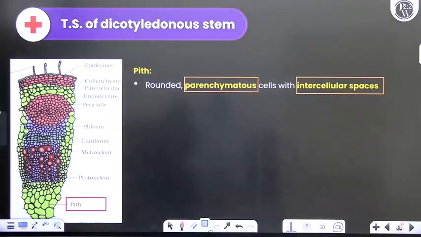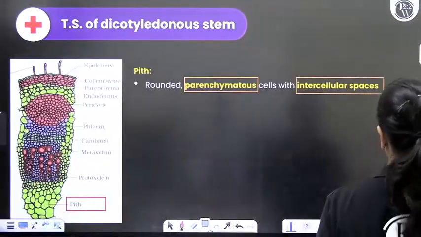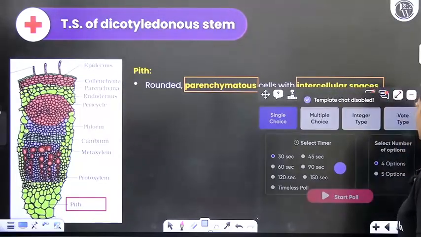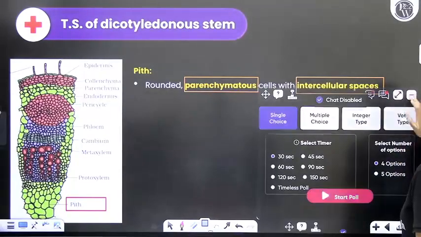Okay. Now, let's move on and talk about monocot stem. Monocot stem is very easy. No complications there. Okay.